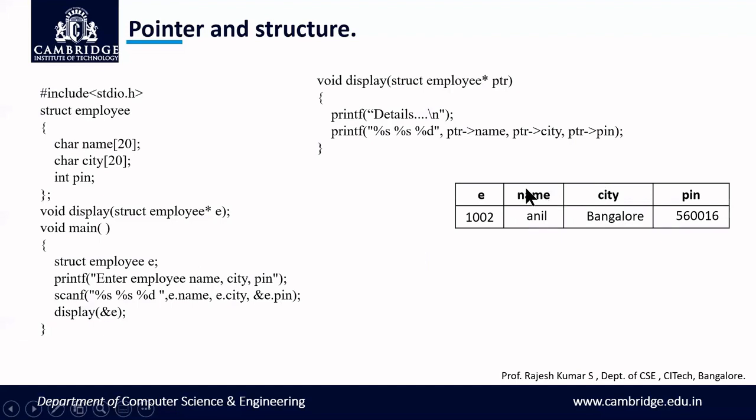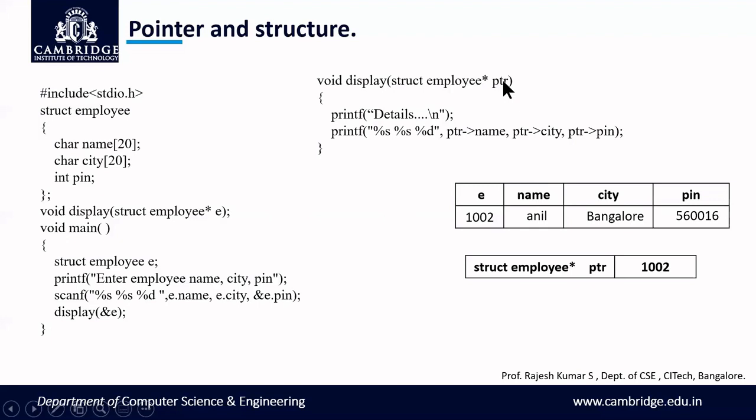Now what we do is we are calling the display function by passing this variable. This is a normal variable. When I write ampersand of e, I'm passing the address of e. When I'm passing the address of e, ptr is a pointer which has the address 1002. This is a pointer which is pointing to this particular address.